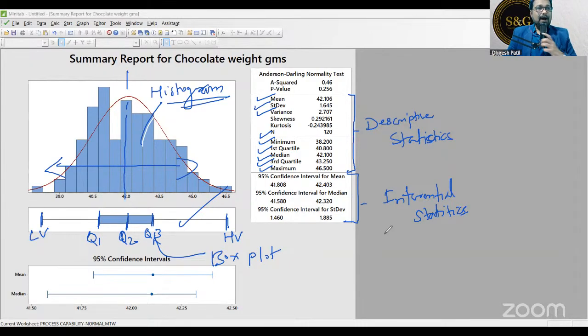Yes. A squared is basically from the Anderson-Darling normality test. So this is also inferential statistics, which shows whether the data is normally distributed. There is a formula to calculate A square. From the A square, we get a P value, which is the probability value. If this P value is greater than 0.05, then this data is normally distributed. 0.256 indicates that this data is normally distributed. It is a confirmation. It is a statistical test. We will study this later as well.